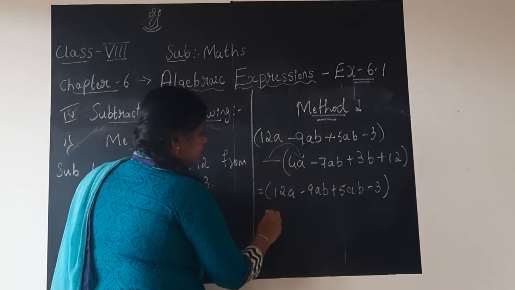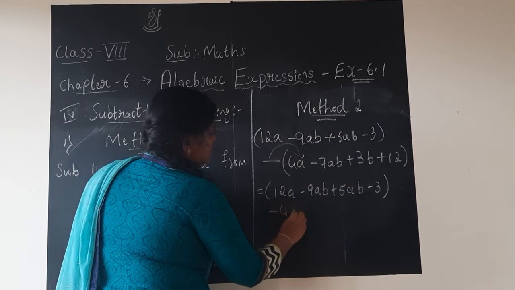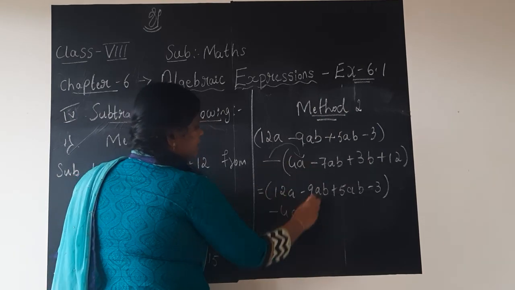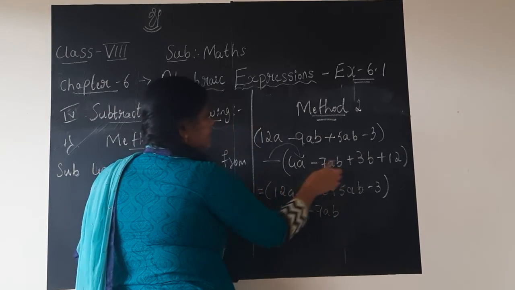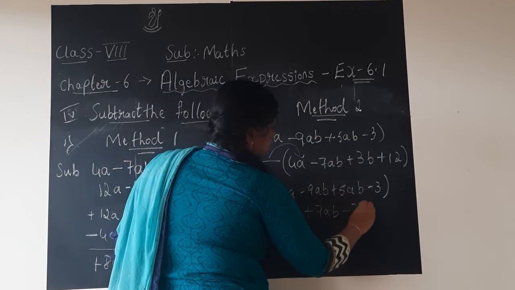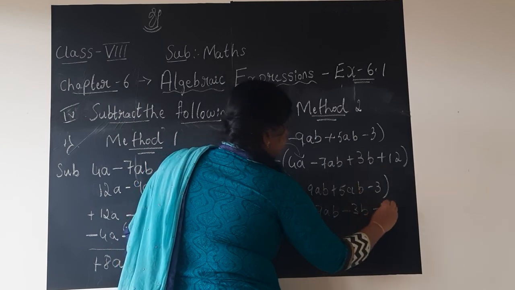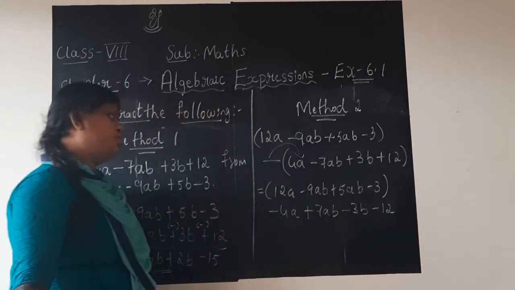Minus into plus is minus 4a. Minus into minus is plus 7ab. Minus into plus is minus 3b. Minus into minus is plus 12.